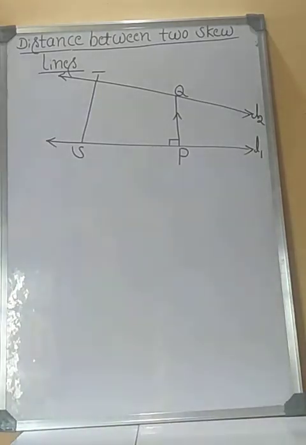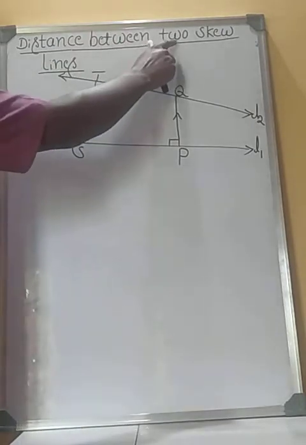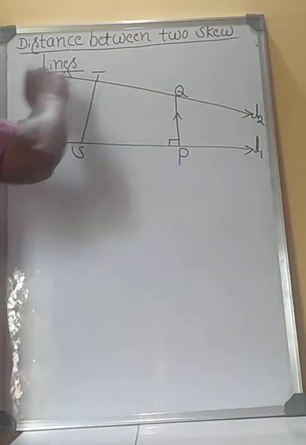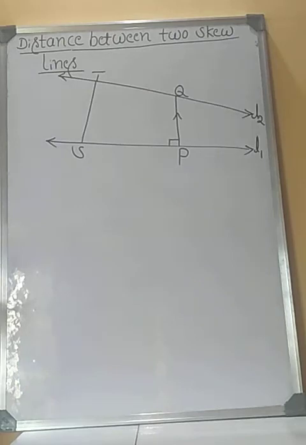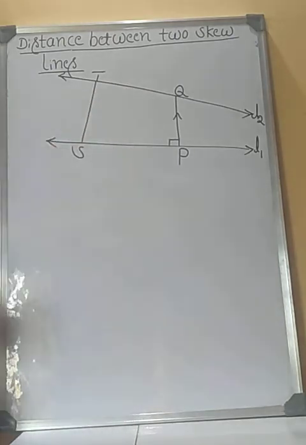Dear students, in today's class, we shall discuss the distance between two skew lines. Now, first, what are skew lines? Two non-parallel lines which do not intersect are called skew lines.